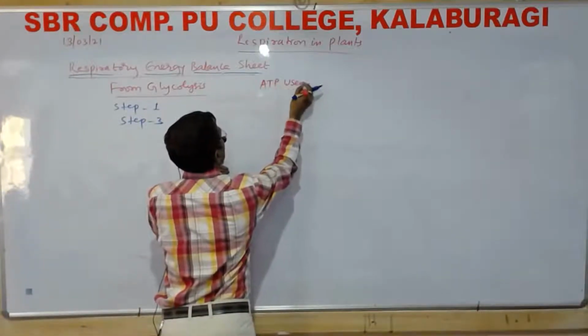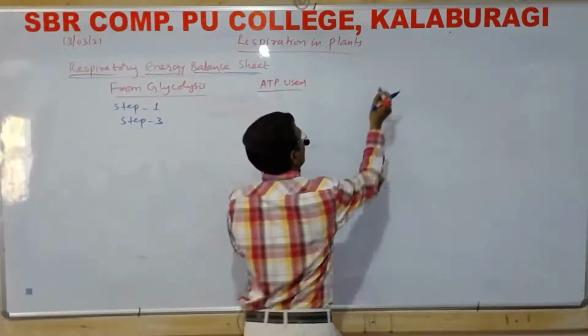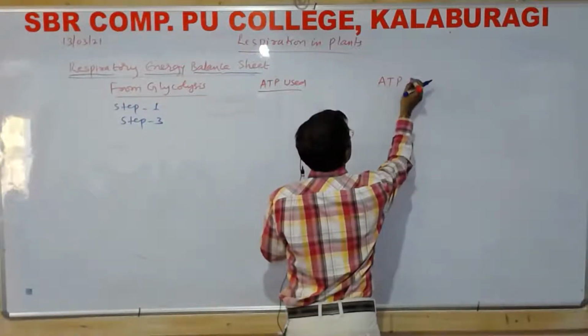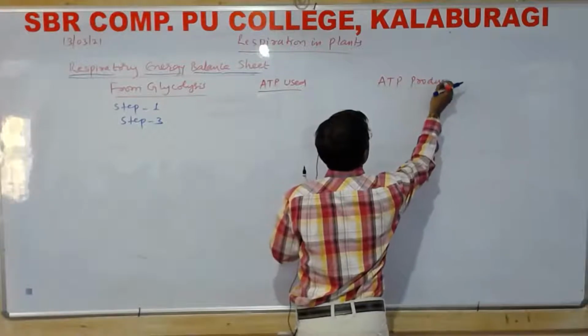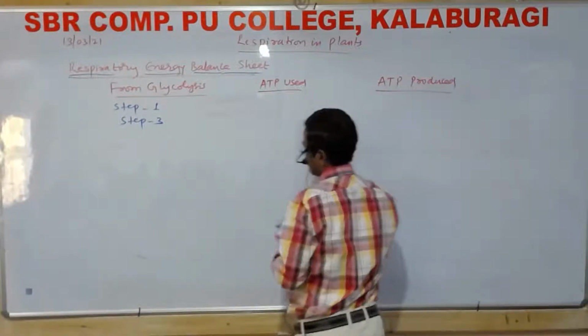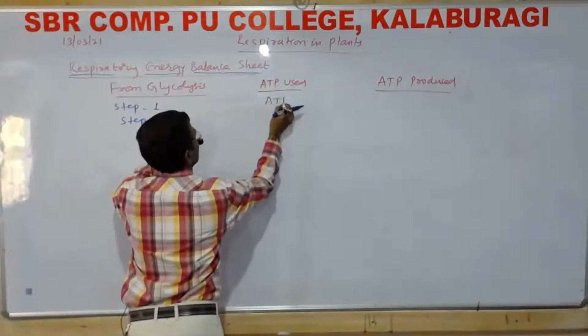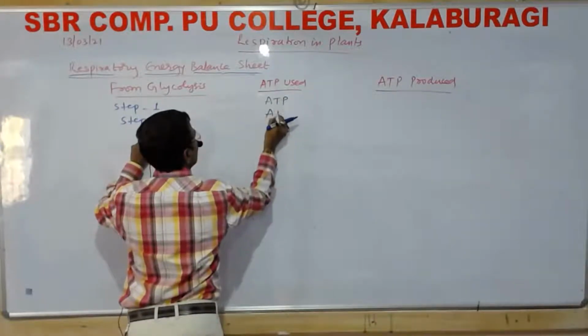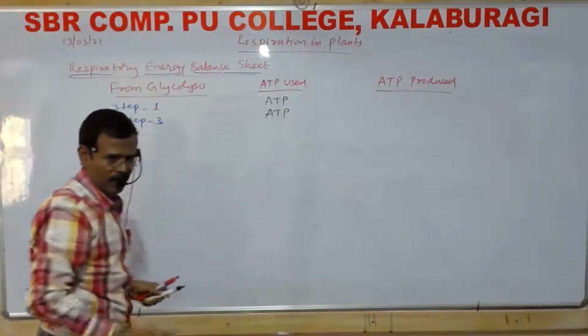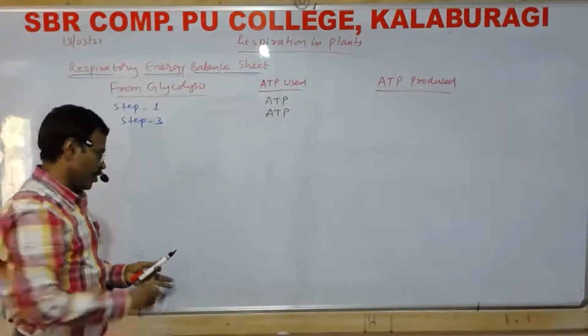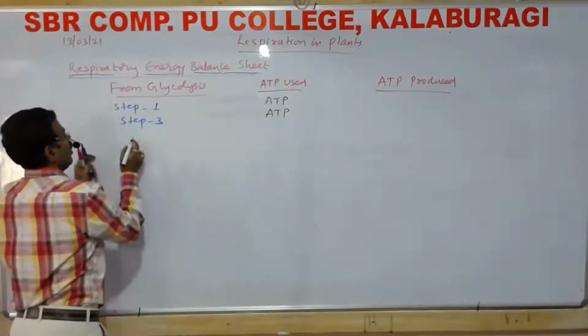Okay, here ATP is used. We have to mainly discuss ATP produced, synthesized. So in step number 1, 1 ATP is used. In step number 3, 1 ATP used. This you will remember.